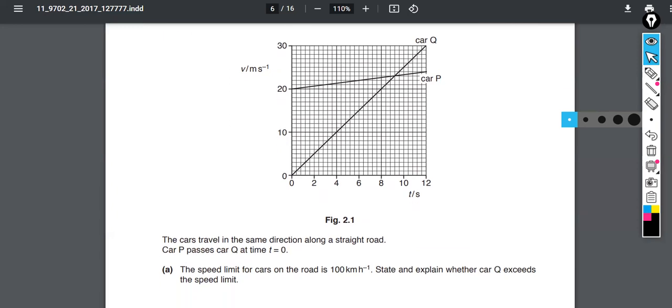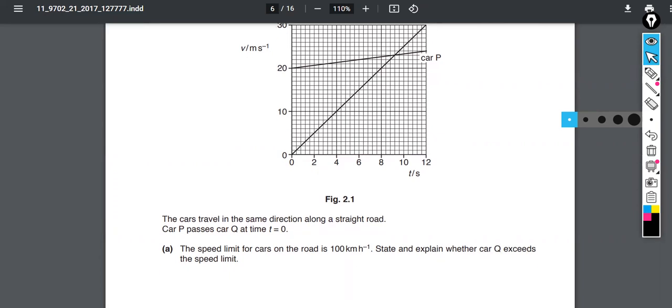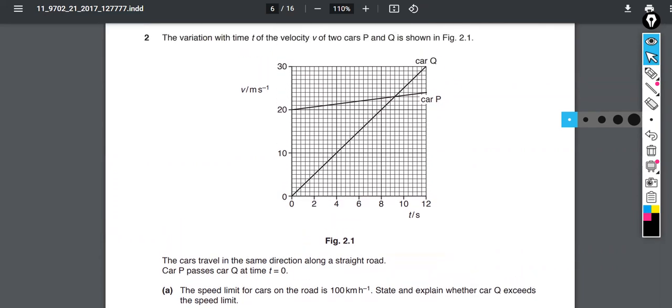It says the speed limit for cars on the road is 100 kilometers per hour. State and explain whether car Q exceeds the speed limit. So that question is basically extracting this data off of the figure, realizing that car Q achieves a speed of 30 meters per second, and then comparing it to 100 kilometers per hour to say whether or not that's faster. So we've got to convert meters per second to kilometers per hour, and then ask, is 30 meters per second faster or slower than that? Did the car exceed the speed limit?